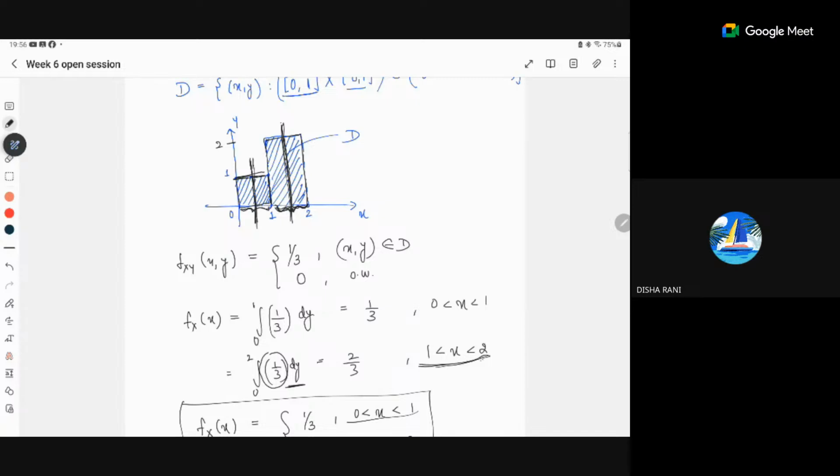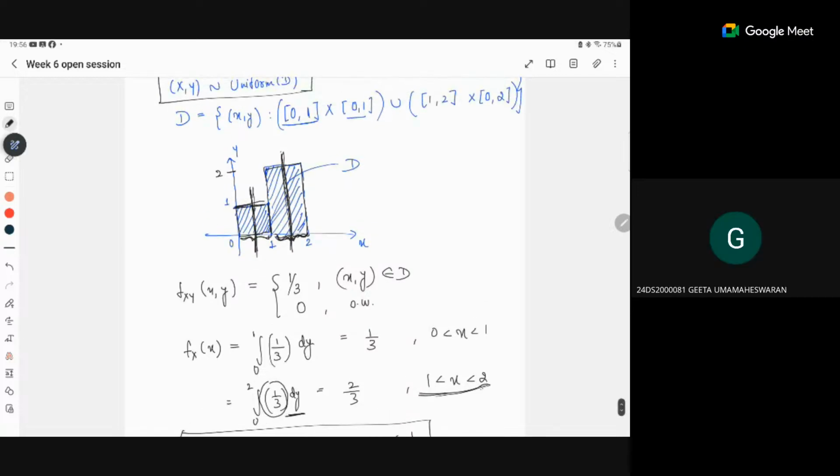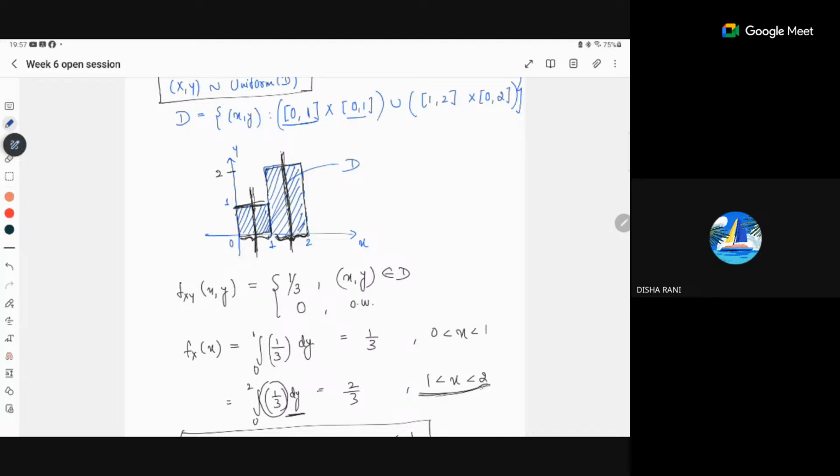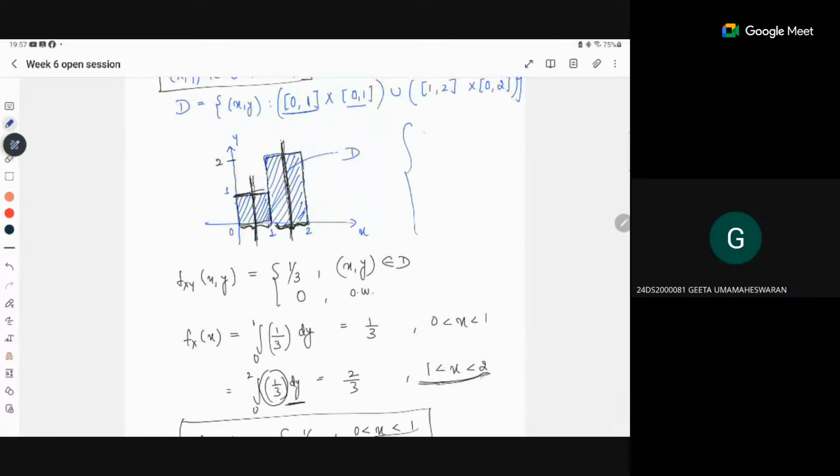Now what about fY? How will you find fY? Ma'am, integration of 1 by 3 with respect to x, 0 to 2, it's 2 by 3. Okay, can someone tell me, I will just write it here, so fY of y is what? Ma'am, integral of 1 by 3 dx, range is 0 to 1, and then 1 to 2. Tell me the range. 0 to 1. Ma'am, can we not take directly 0 to 2? Yeah, 0 to 2, we'll take 0 to 2.